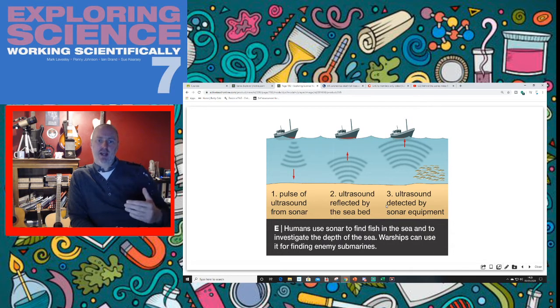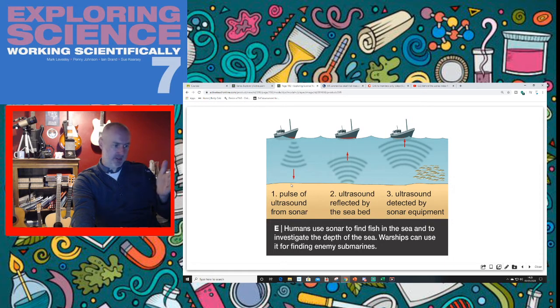This ship is going to try and map out the floor of the ocean. What it's going to do as it sails across the ocean is it's going to build up a picture of how deep every little bit of that ocean is. And then it can use that to build up a map of what the ocean floor actually looks like. So how does it do that?